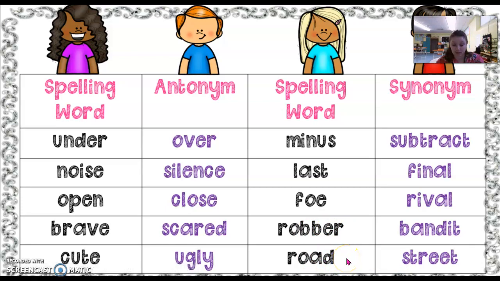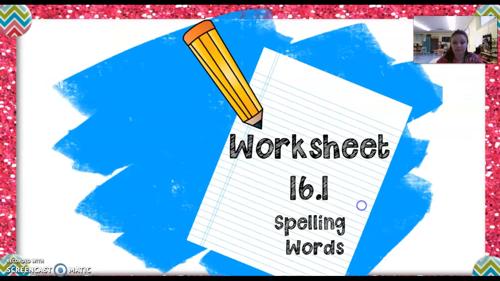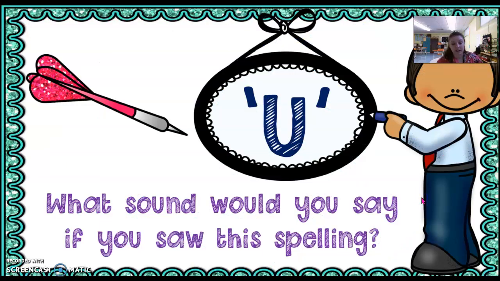So this week you have to practice spelling your words, and you have to practice the antonyms and synonyms. This is all inside your workbook on 16.1. Okay? On 16.1, you have a note home for your families, and then also your spelling words underneath.